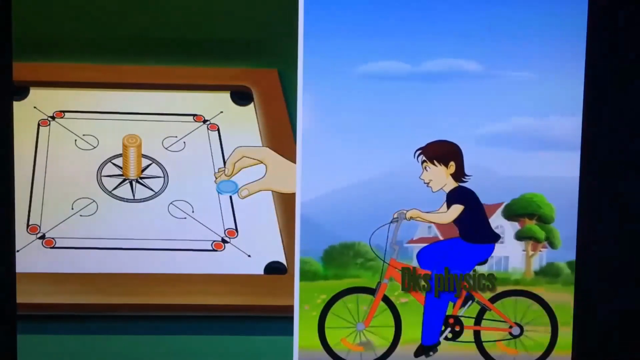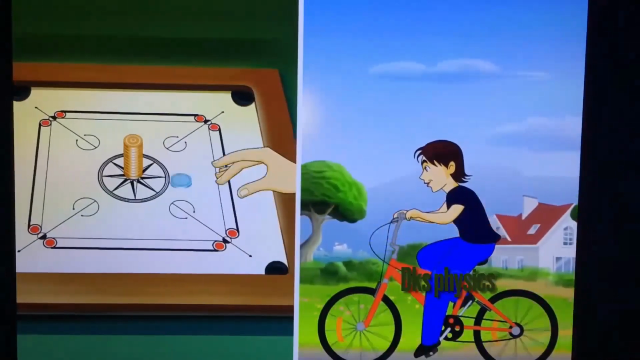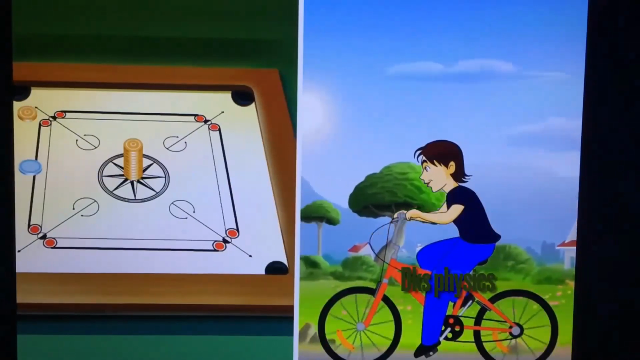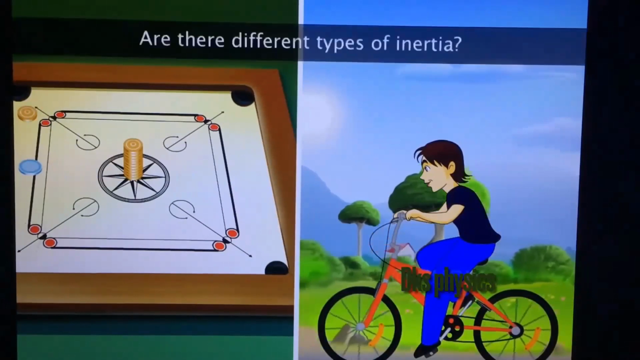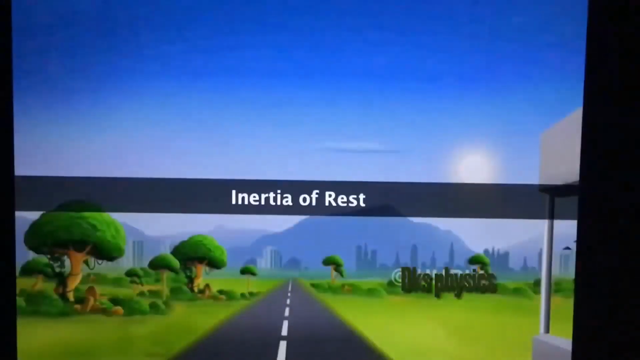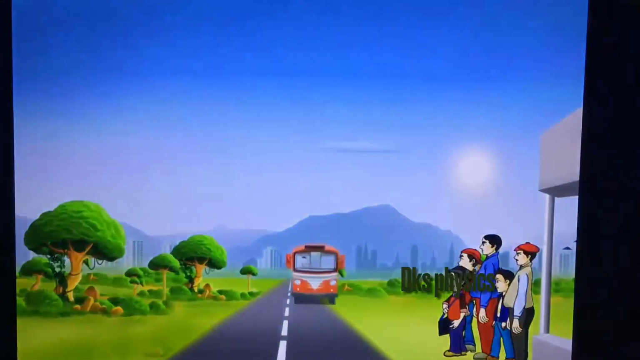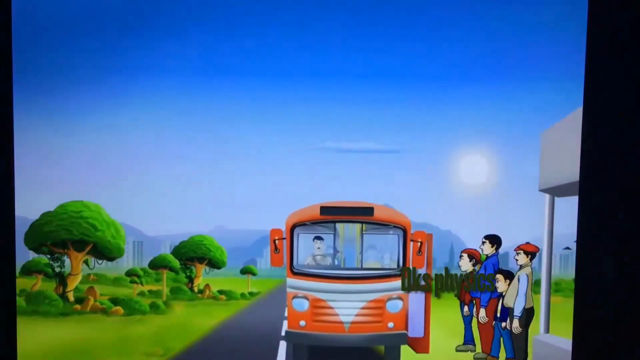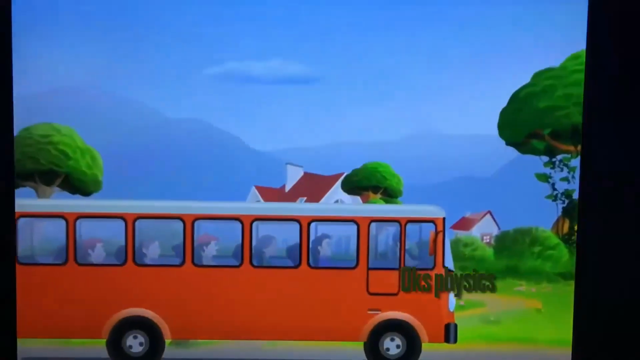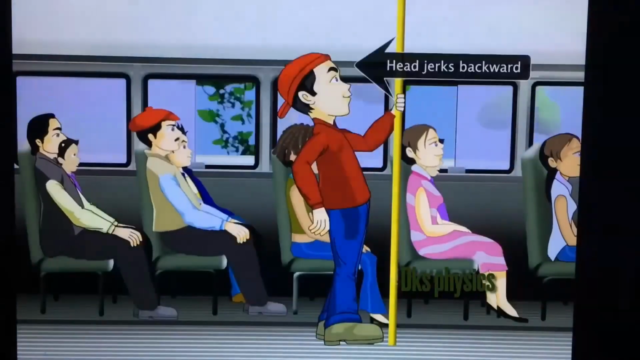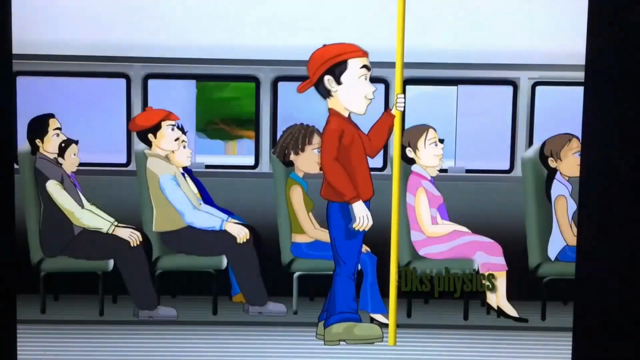The resistance to change shown by the coin stack is not the same as that shown by the bicycle. So are these both the same kind of inertia, or are there different types of inertia? Let us take a bus ride to understand this better. As the bus starts to move, your head is pushed backwards. Let us see why this happens.